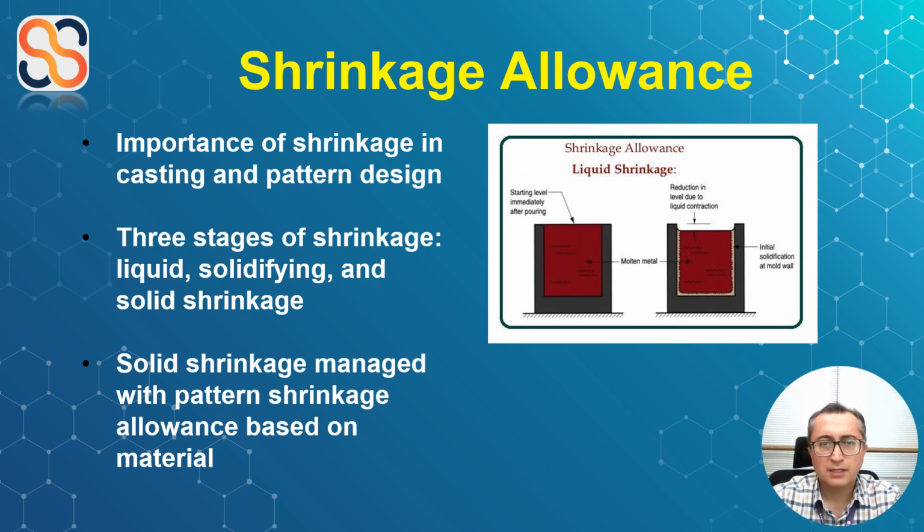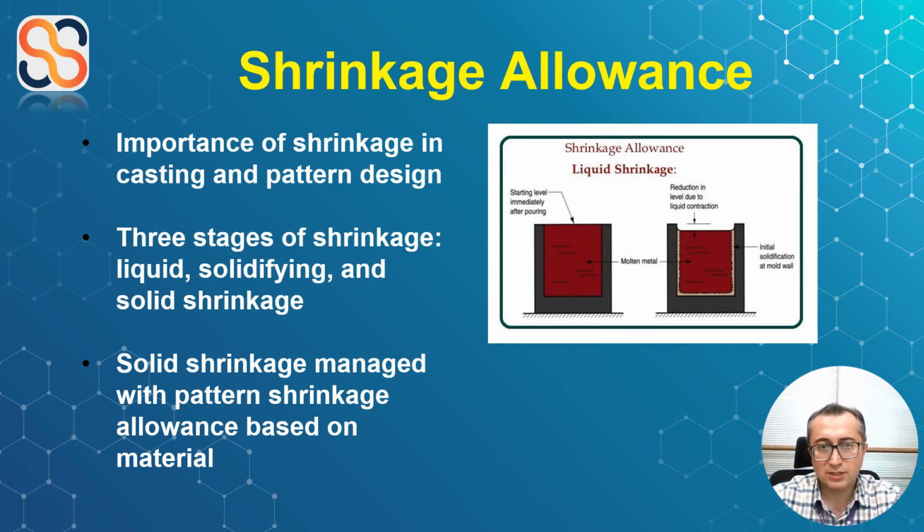Number 2, solidifying contraction. Next, as the temperature drops from the liquidus to the solidus temperature, the metal begins to solidify and continues contracting. Number 3, solid contraction. The final stage of contraction happens once the metal is fully solid and cools further to room temperature. This stage, called solid contraction, is what pattern makers address by applying a shrinkage allowance.